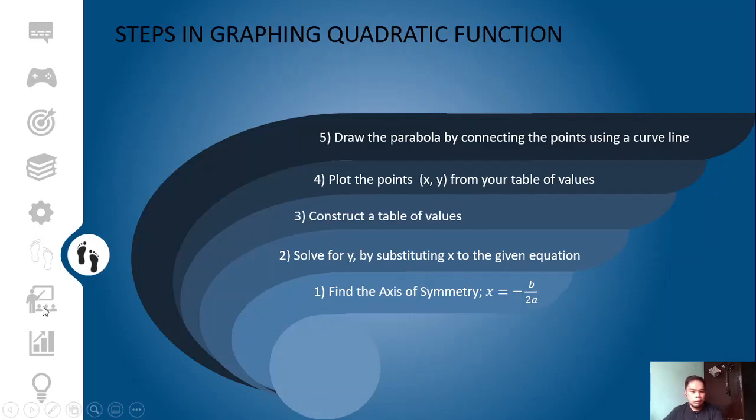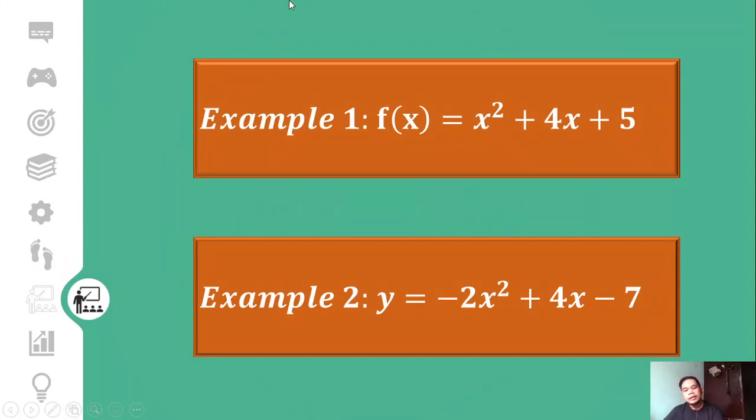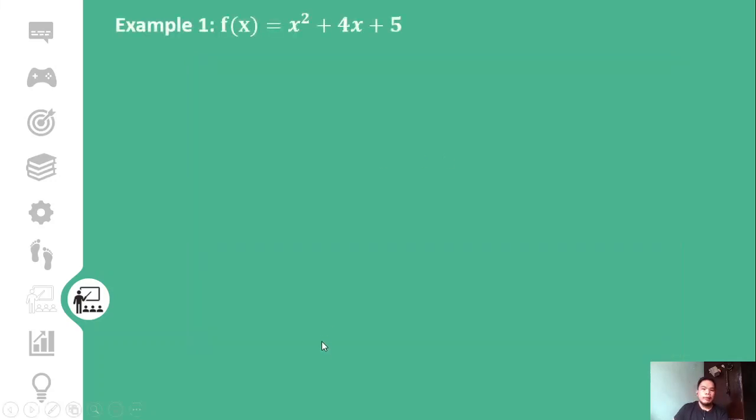Okay, now let's go to examples. So for example, you are asked to graph the function f of x equals x squared plus 4x plus 5. Again, we're going to graph the function f of x equals x squared plus 4x plus 5. So as you can see, this is a quadratic function kasi meron tayong x squared term at meron tayong y. By the way, f of x is just the same as y. Okay? Parehas lang yun ang y.